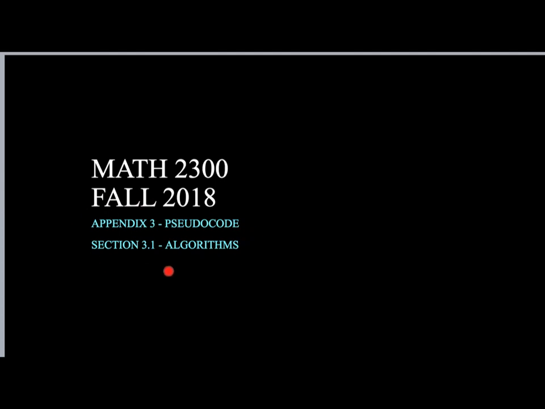Now, at any rate, we are covering Appendix 3, which is on pseudocode, and Section 3.1, which is on algorithms. These two sections are the last two we're going to cover before the first test. And I very strongly encourage you to actually read through these sections in the book, both of them, to get a little bit more broad perspective about both of these topics.